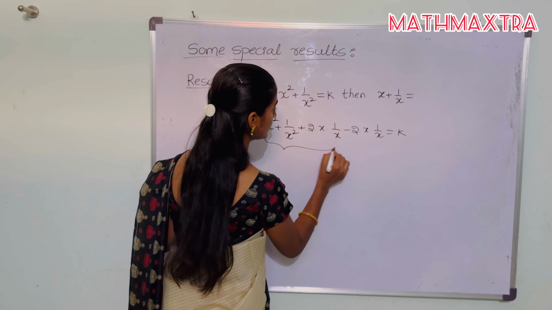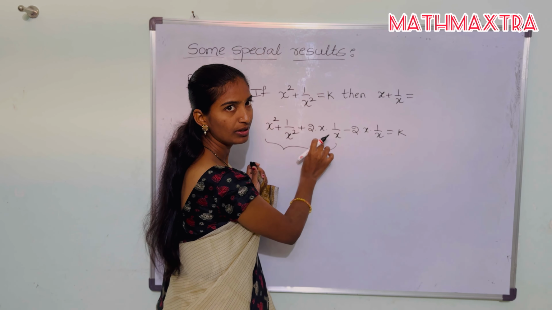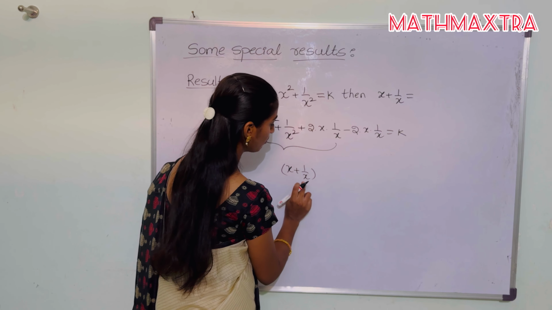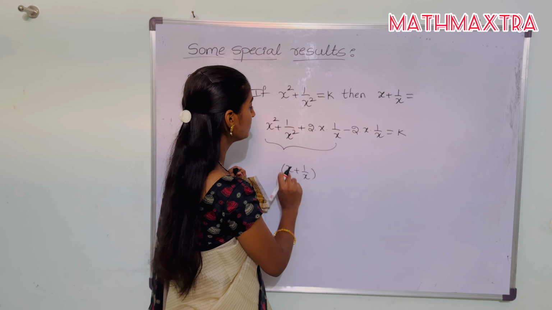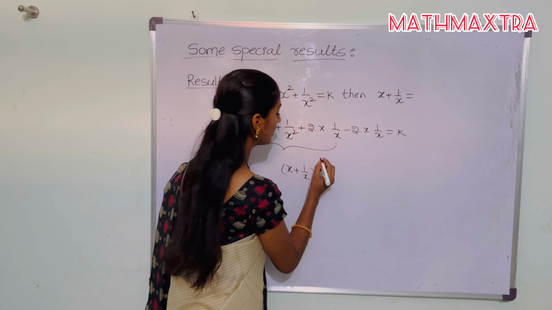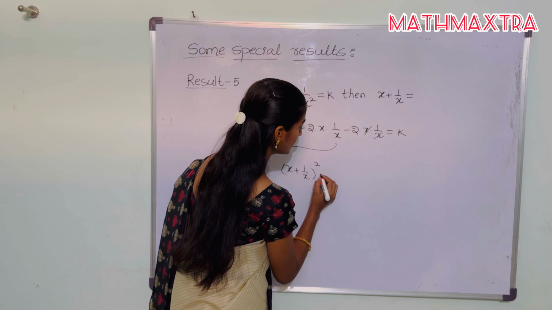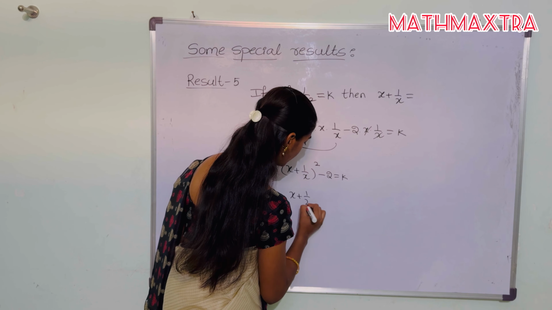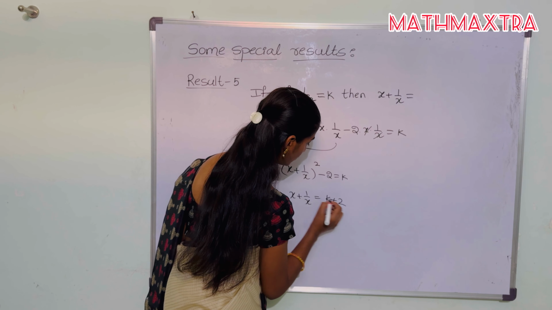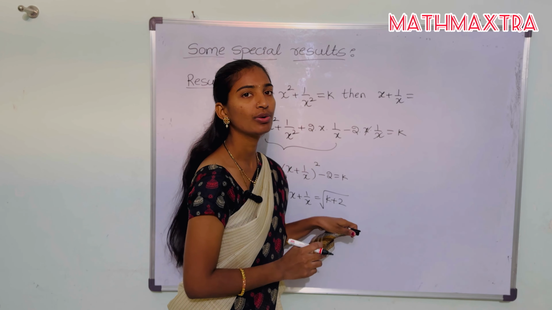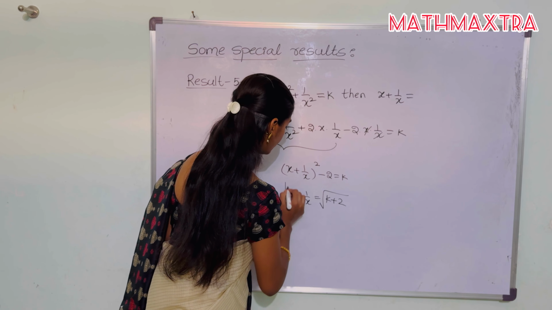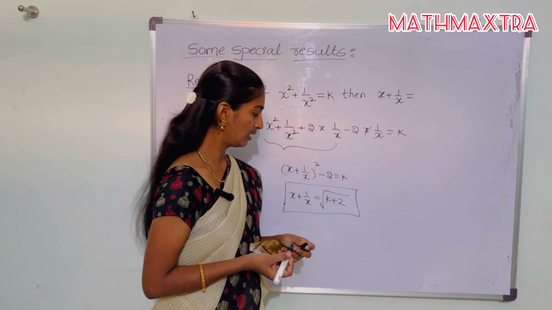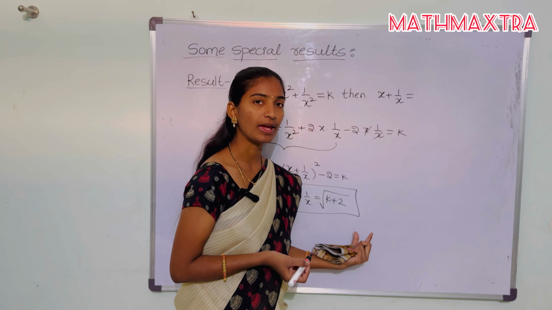And you can write this as a square plus b square plus 2ab, right? You can write it as a plus b whole square. So in place of b we have 1 by x, in place of a we have x. So we can write it as x plus 1 by x whole square, and x gets cancelled, minus 2 is equal to k. So x plus 1 by x whole square is equal to k plus 2. So x plus 1 by x is equal to under root of k plus 2. So this result you can use if x square plus 1 by x square is equal to k is given.